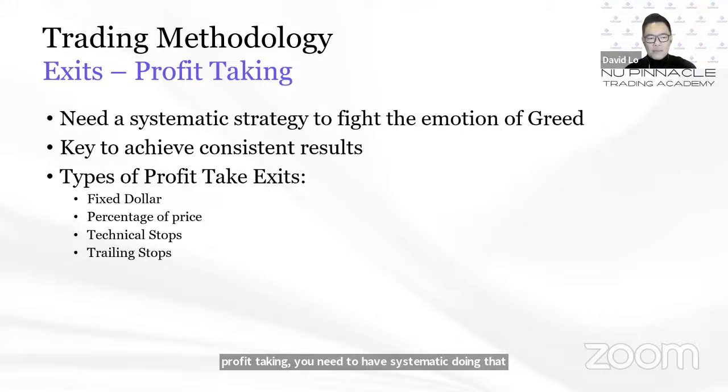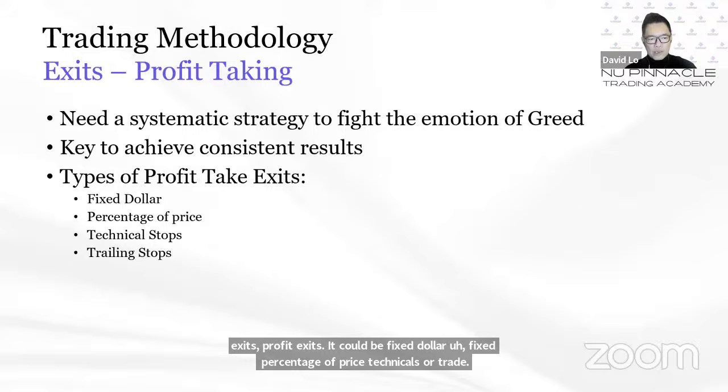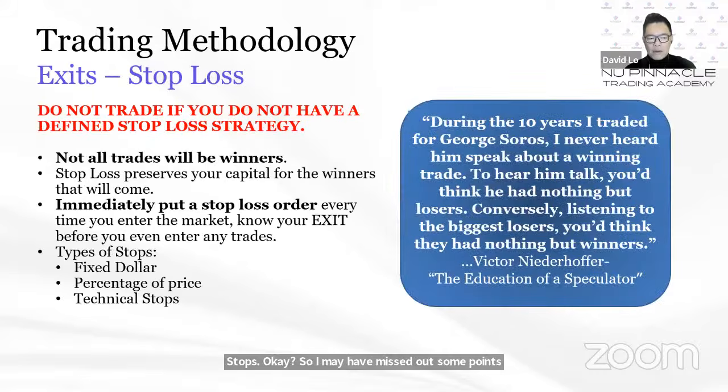There are various types of profit exits. Profit-taking exits could be a fixed dollar amount, a fixed percentage of price, technical stops, or trailing stops. I may have missed some points there, such as the different types of stop loss as well. A fixed dollar stop loss is the risk that you define either as a percentage or a fixed dollar amount, and then there are also technical stops.